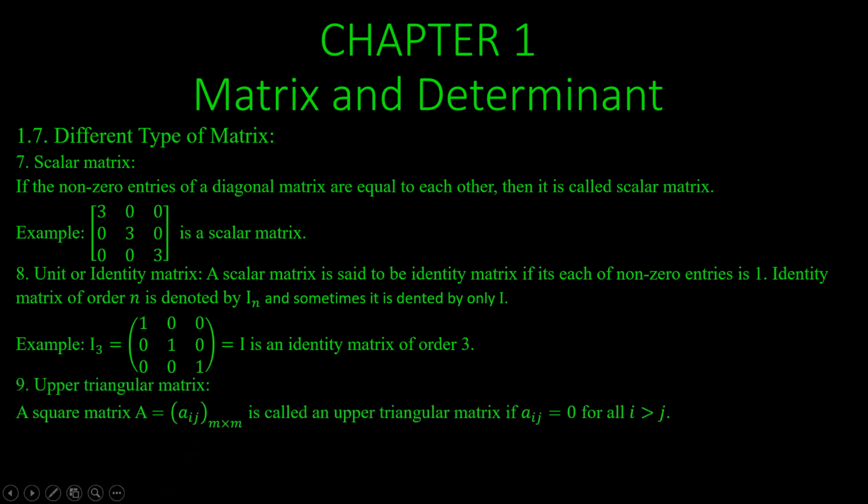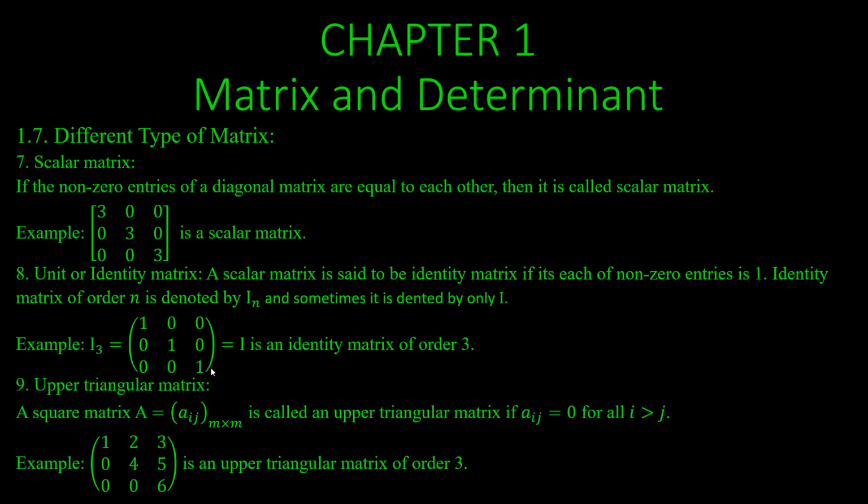Now we are going to learn about the upper triangular matrix. Dear audience, the upper triangular matrix is defined as a square matrix having all the entries along the principal diagonal and above the principal diagonal non-zero, and other entries are zeros.